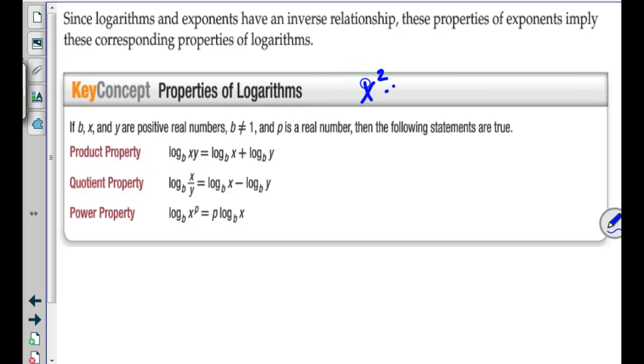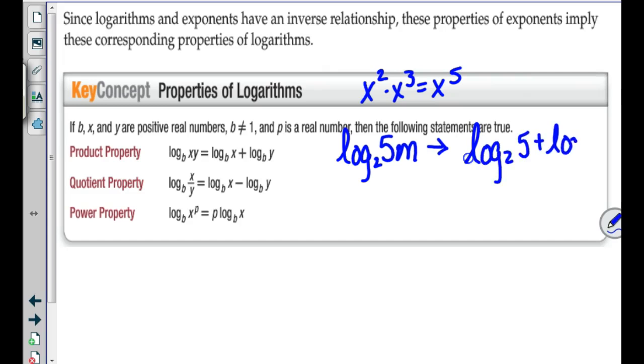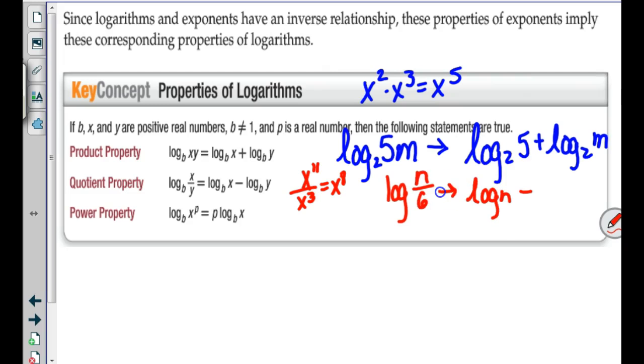When we had x squared times x cubed, we got x to the fifth, we added. So when we see log base 2 of, say, 5 times m, you're going to expand that by saying log base 2 of 5 plus log base 2 of m. Do you remember this a little bit now? Okay. You were multiplying, so you added. Here you're multiplying, so you add the 2 logs. All right. If it was dividing, so you had x to the 11th over x to the 3rd, you would get x to the 8th. You were dividing, so you subtracted. So the same is true if you have the log of n over 6. You're going to rewrite it as the log n minus the log of 6.